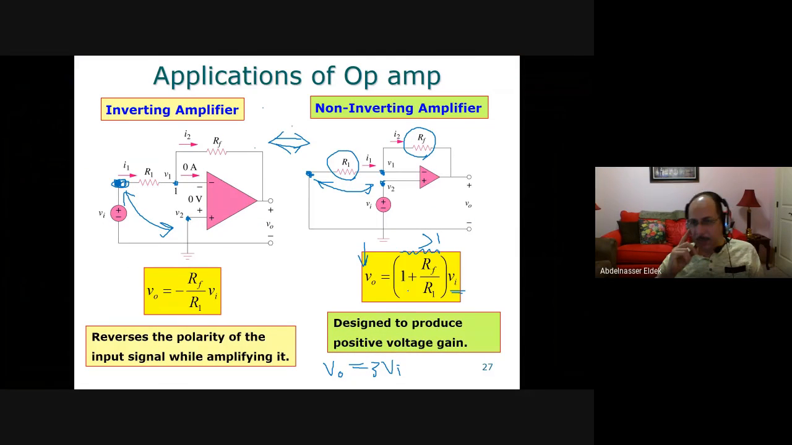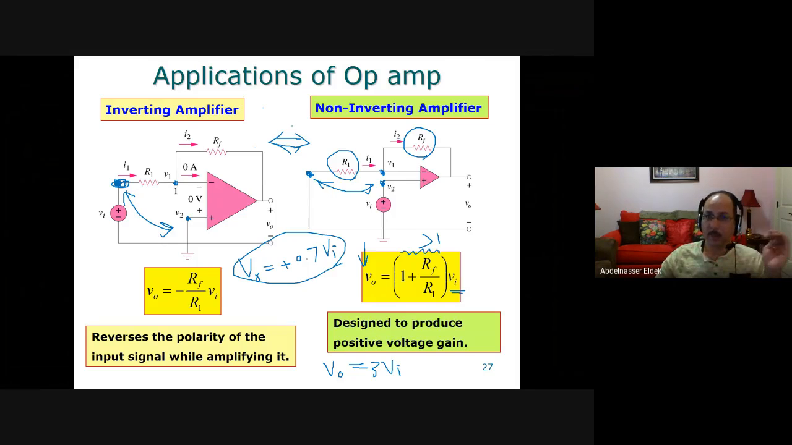But remember that this circuit will not work if, for example, I ask you to design a circuit so that VO equals positive 0.7 VI. So how do I do that? You cannot use this circuit now.